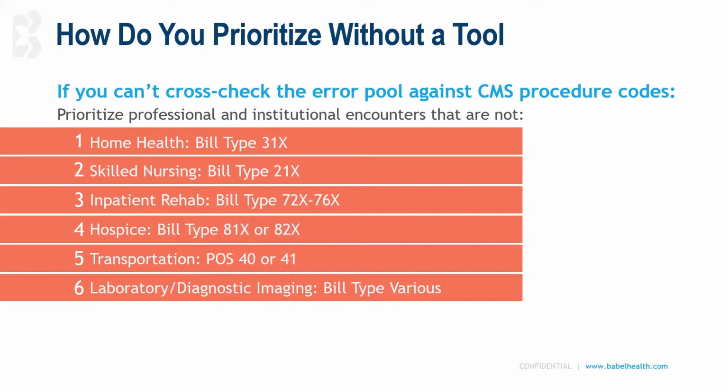Transportation claims too. They tend to cause a lot of problems. Whether they are emergent or non-emergent, they don't qualify for risk, so don't mess with them until after sweeps. And laboratory diagnostic imaging, all the various bill types, they also are not necessarily eligible for risk, although your pathology encounters are.